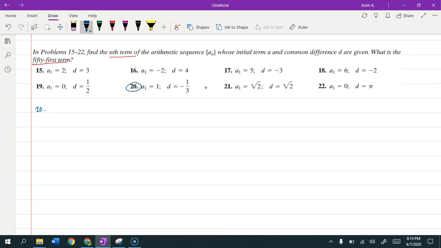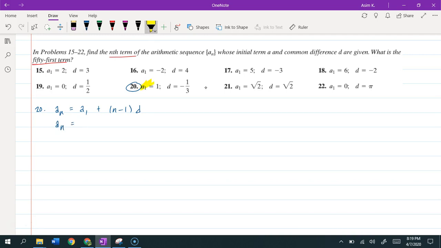So, first off, what we're going to do is we're going to write down the nth term formula. Okay, don't start till you have the nth term formula. So the nth term formula for an arithmetic sequence is a sub n is equal to the first term added to n minus 1 multiplied by the common difference. Okay, now we're ready to write down the nth term formula, and so you write down a sub n is equal to the first term.